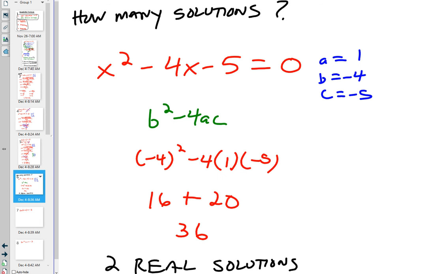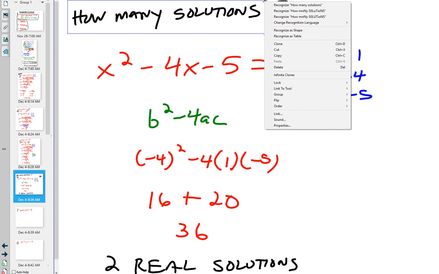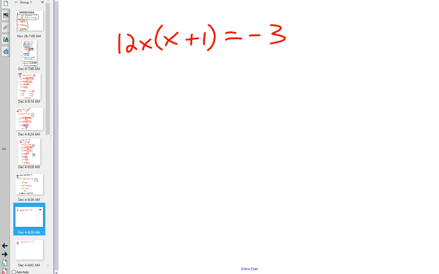What I want you to do here is the same thing. I want you to tell me how many solutions? What should we do first? Why? What are we trying to do? Yeah, write this on your notes. Write down how many solutions.